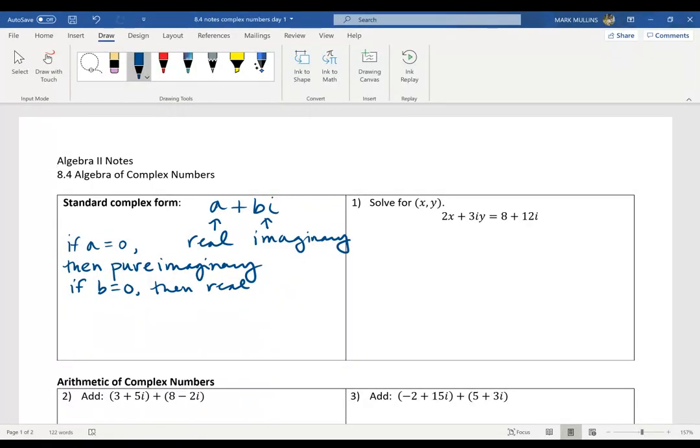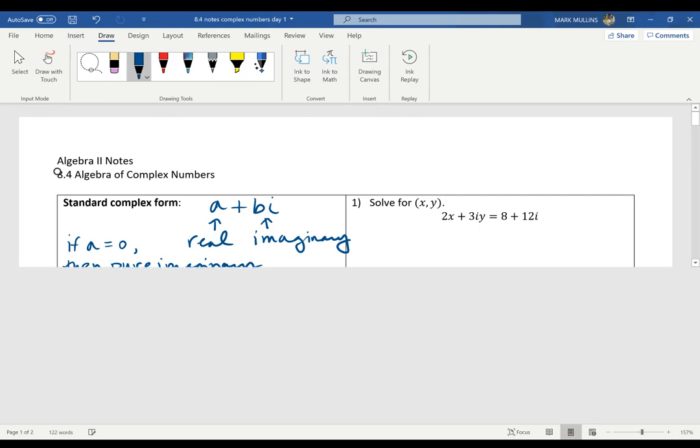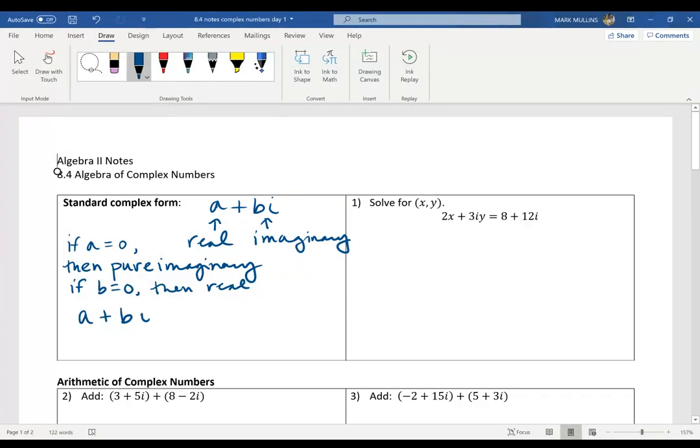And probably the most important thing here is if I have a plus bi, and I tell you it's equal to c plus di, then that means my real parts are equal. So a equals c, and my imaginary parts are equal. So b would have to equal d, because both of those are being multiplied by i. I could write bi equals di, but when we divide by i, it's just b equals d. So we're going to use that in example 1.